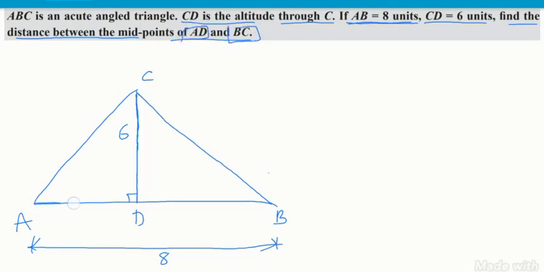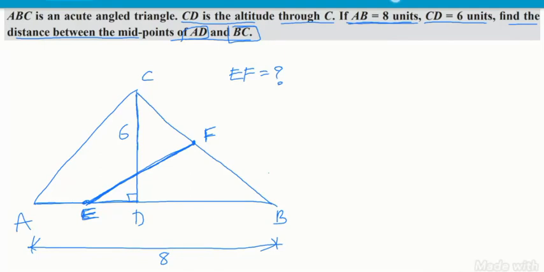Now find the distance between the midpoints of AD and BC. So AD means this one. So we have to take the midpoint. Let's consider E is the midpoint of AD, and they are asking BC, so the midpoint of BC is F. So E is the midpoint of AD and F is the midpoint of BC. Now we want to find the distance EF. So we want to find here EF. EF is equal to how much?